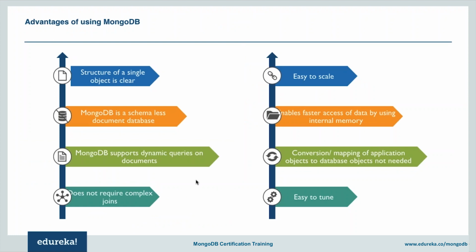The advantages of using Mongo: it's very easy to scale up. It's document-based, so its schema is agnostic in nature, so we can always have different structures of schema. Mongo supports a lot of dynamic queries on top of the documents. It doesn't require any complex joins or intersections to retrieve the data. The basic structure is JSON or an object in nature. Accessing data is relatively very fast, primarily by using internal memory.